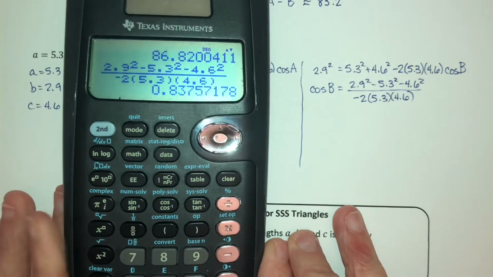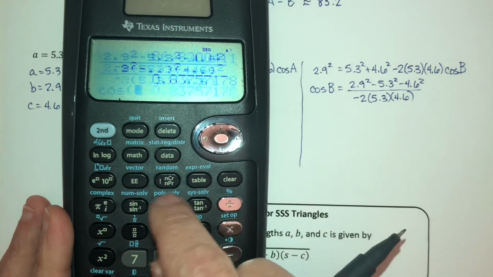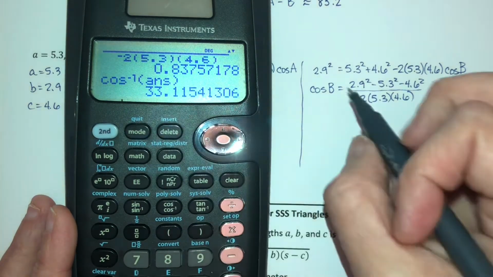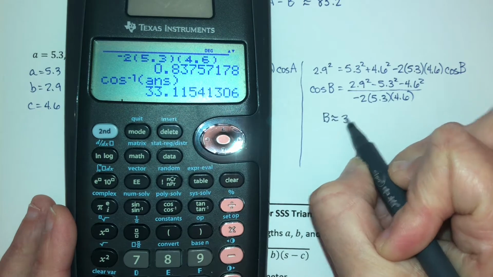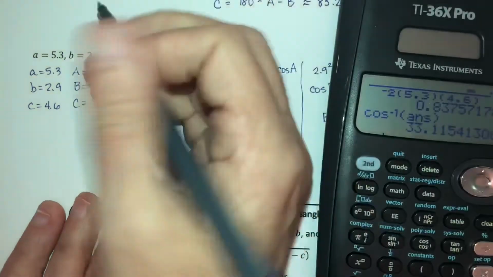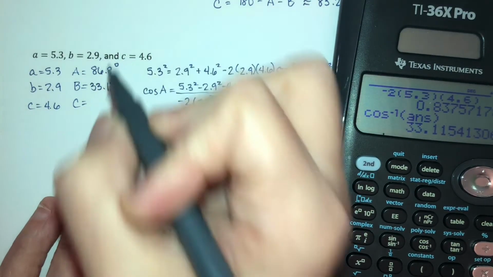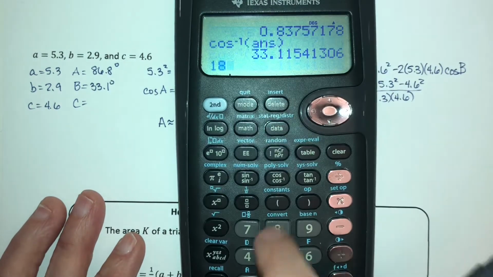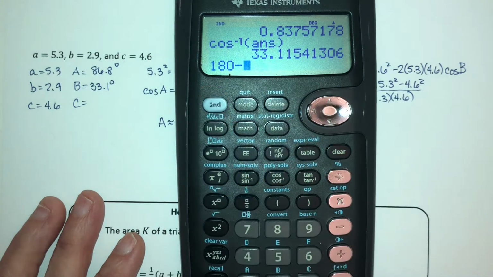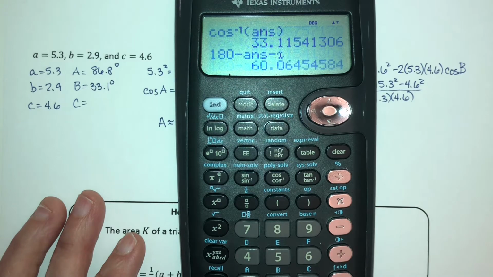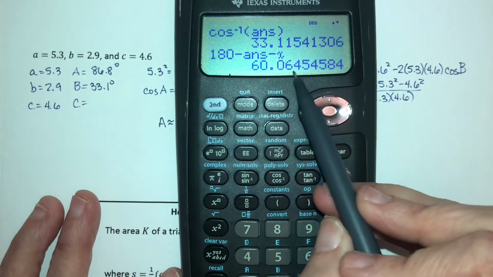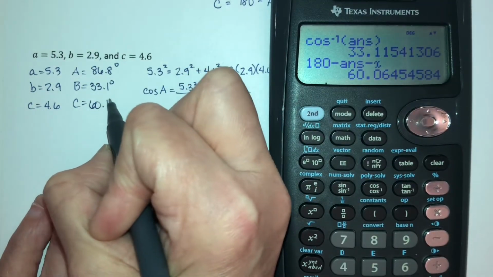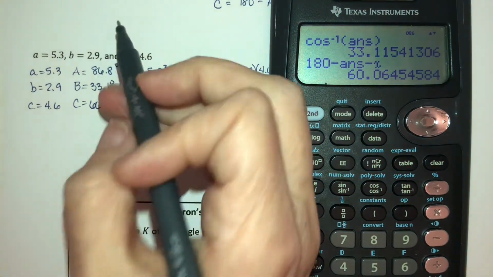So we get that cosine of B is approximately this. So find inverse cosine of that answer. And we get this. We're supposed to round to the nearest tenth. So B is approximately 33.1 degrees. It's definitely smaller than this. C should be somewhere between these two. So I do 180 minus angle B, minus angle A I put into memory. And so angle C should be this, which rounds to 60.1 degrees. And that's triangle solved.